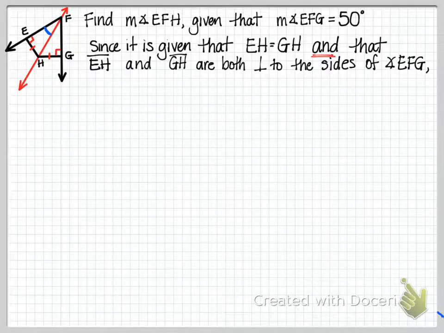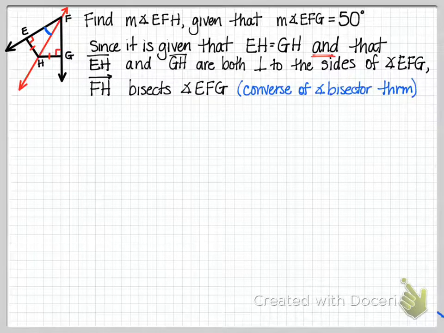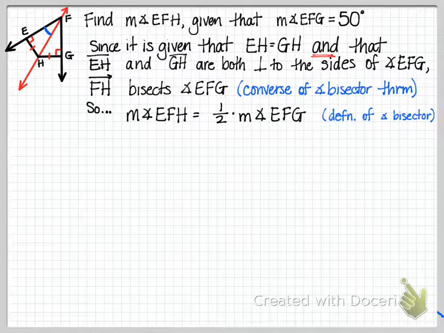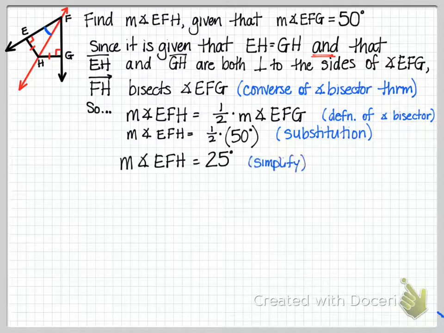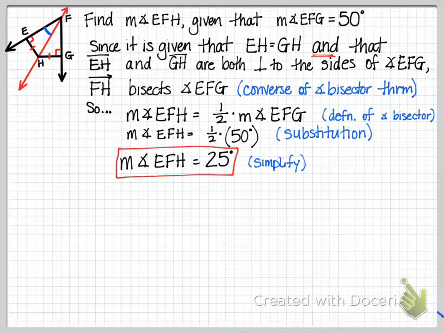Since it's given that the distances H to E and H to G are the same, and that they are perpendicular to the sides of the angle, we know that the ray FH is in fact an angle bisector by the converse of the angle bisector theorem. And therefore, the measure of angle EFH is half of the measure of the angle EFG. So that small angle is half of the large angle. We can substitute in the 50 degrees and then simplify, and then we have the measure of the angle EFH is 25 degrees.